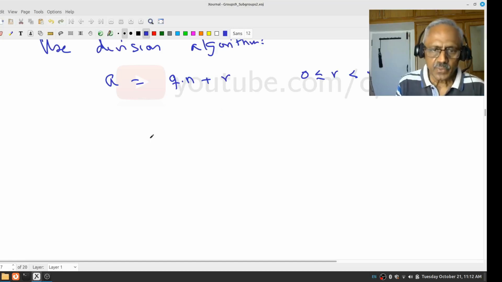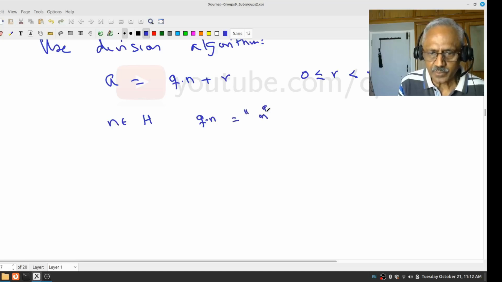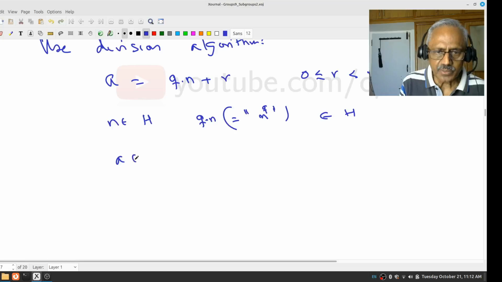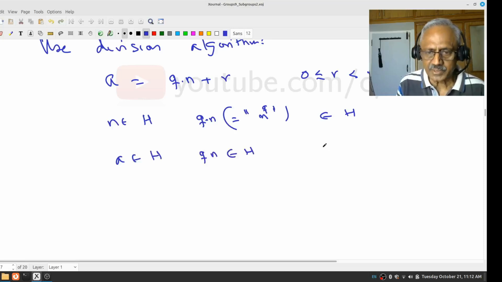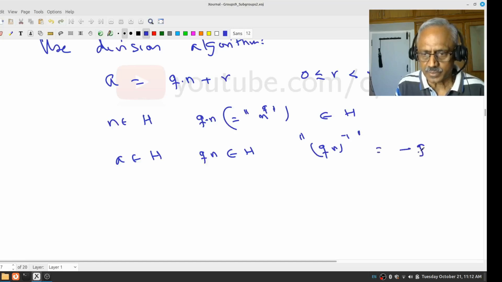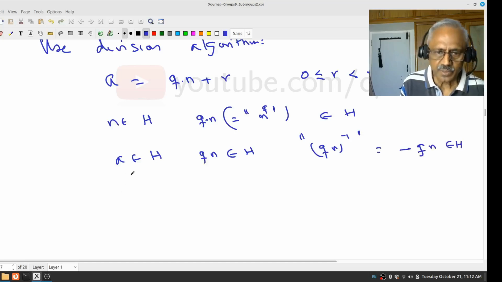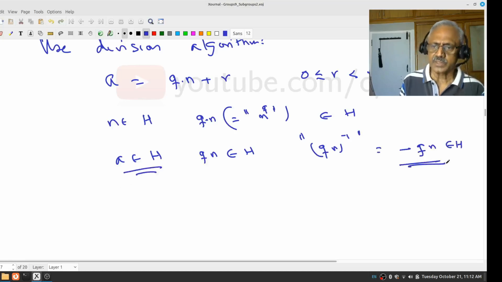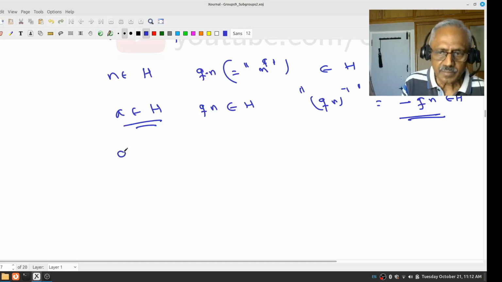Right? Now notice that n belongs to H. Therefore, q times n, which is a multiple, intuitively n to the power q, also belongs to H. Now a belongs to H, qn belongs to H. Therefore, what is the additive inverse? The inverse, minus qn, also belongs to H. Therefore, a belongs to H, minus qn belongs to H. Therefore, a minus qn belongs to H, right?